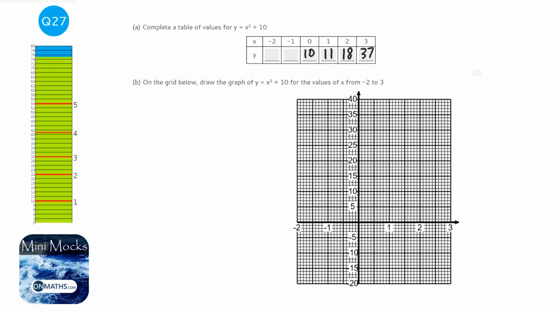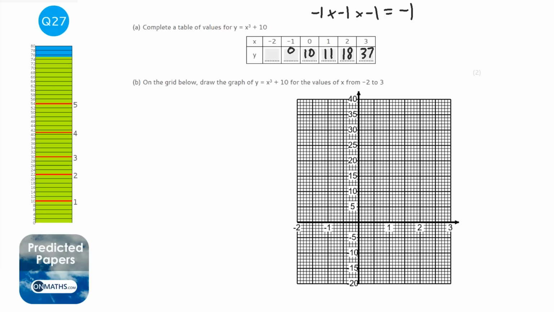Now minus 1 cubed. Some people think that minus 1 cubed will be a positive number, but it's minus 1 times minus 1, which is 1, times minus 1, which actually is going to be minus 1. So it's minus 1 plus 10, which is going to be 9. And then minus 2 cubed is going to be minus 8 plus 10, which is going to be 2.